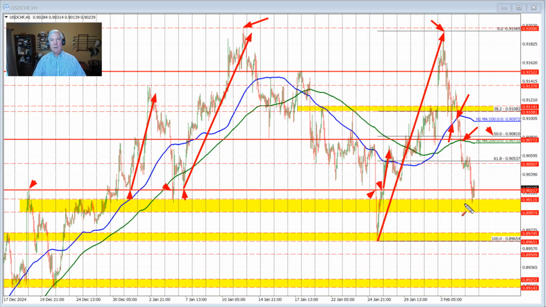So we fell below that level and came down to this swing area through here, where you can see a number of different swing lows and swing highs coming in between. Let's call it 0.90 up to 0.9015. That's this area right through here. And we've seen a modest bounce to the upside, taking the price back above that 0.90217.